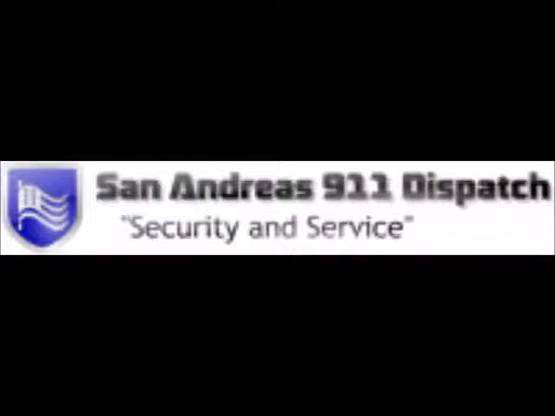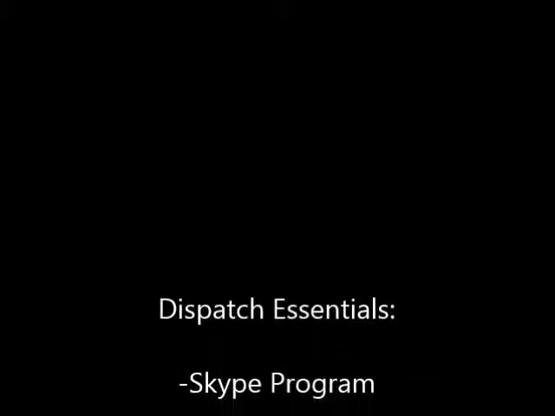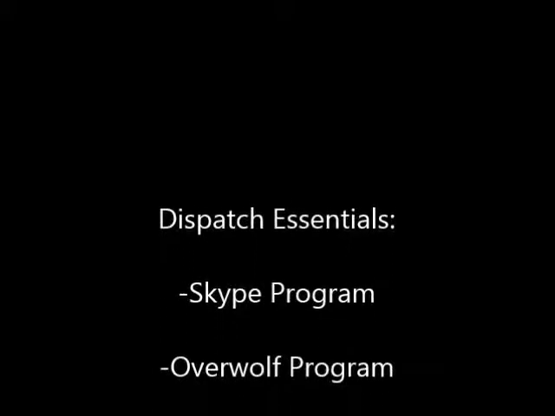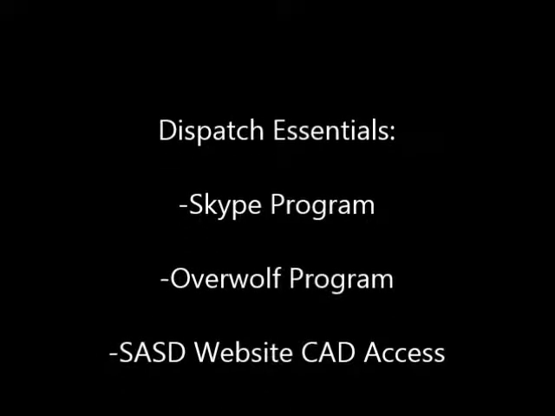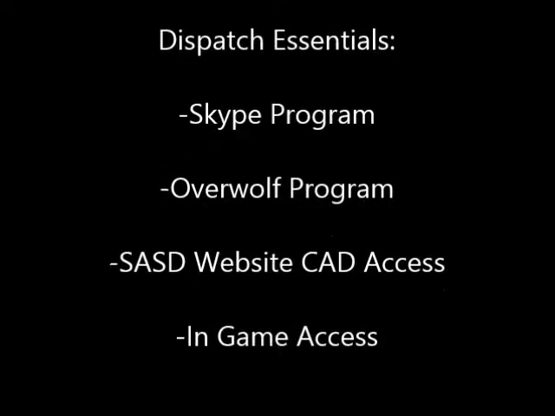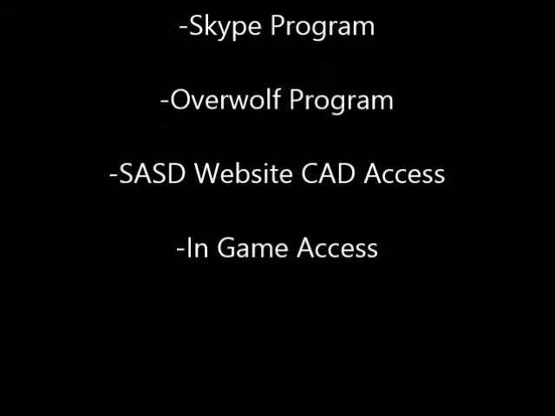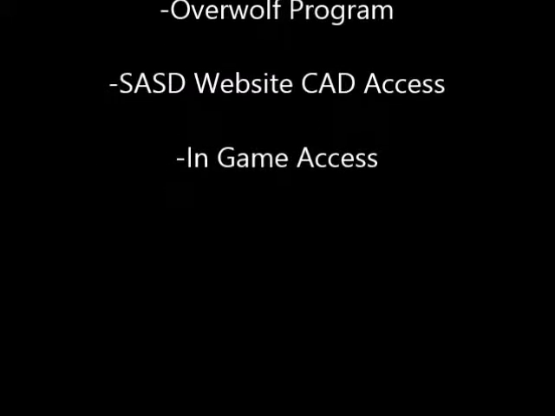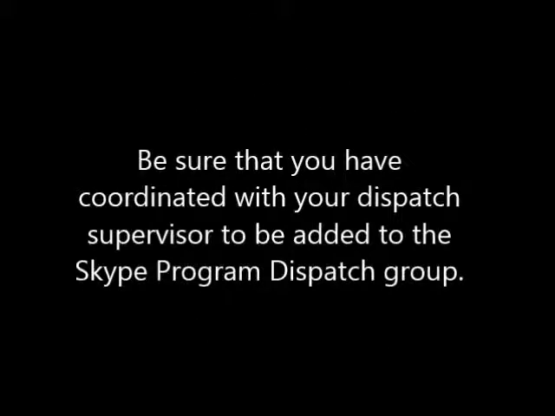In the first segment of this training, we will cover the beginning phase training of a dispatcher. As an emergency services communications dispatcher, you will need the following items: Sky program, Overwolf program, Sheriff's Department website CAD access, and lastly, in-game access. Be sure that you have coordinated with your dispatch supervisor to be added to the Sky program dispatch group.